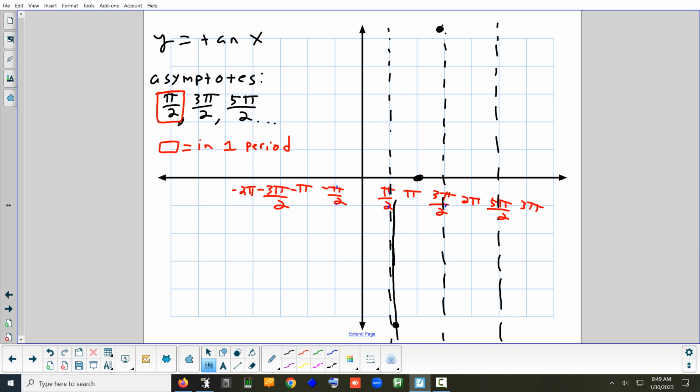So it's going to come up. It's going to start to curve, but it can't keep curving because it's going to run into another asymptote. So all of a sudden it's going to curve, but then it has to curve back again. And that's what your graph of tangent looks like.